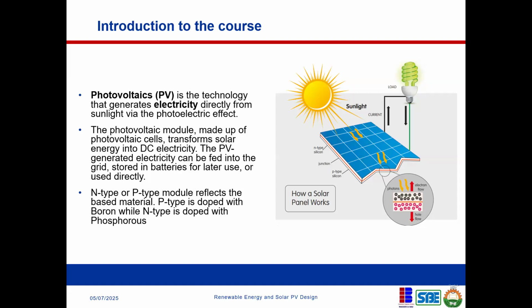However, when we're talking about types of PV modules, you cannot classify PV modules this way. We only have three kinds of PV modules, which we are going to come to in a few slides. But this N-type and P-type is essentially how the cells are being manufactured.